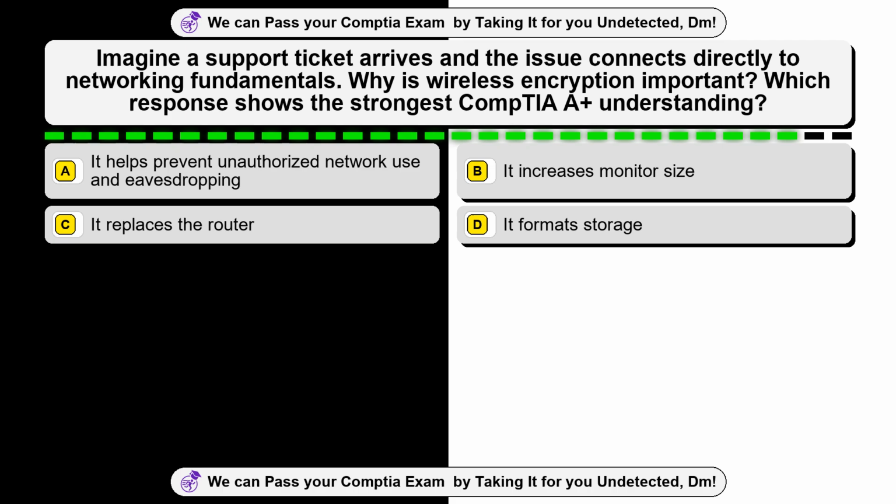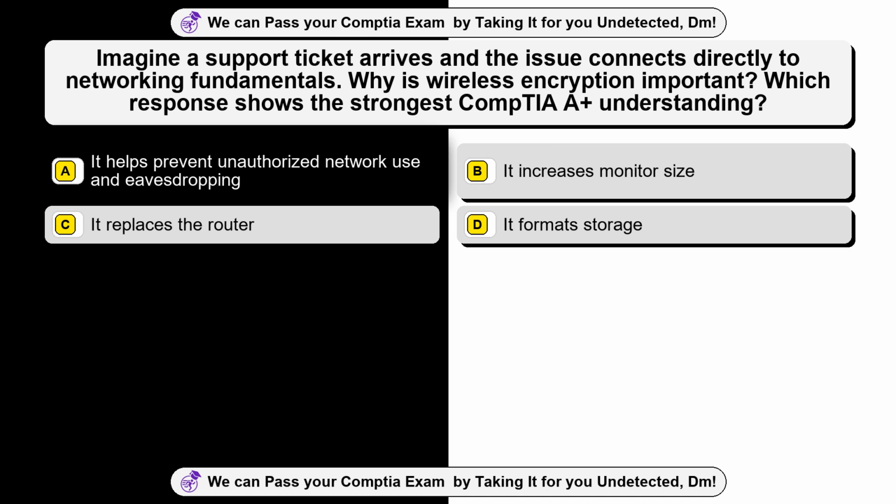Question 24. Imagine a support ticket arrives and the issue connects directly to networking fundamentals. Why is wireless encryption important? Which response shows the strongest CompTIA A+ understanding? Option A, it helps prevent unauthorized network use and eavesdropping. Option B, it increases monitor size. Option C, it replaces the router. Option D, it formats storage. The correct answer is option A.